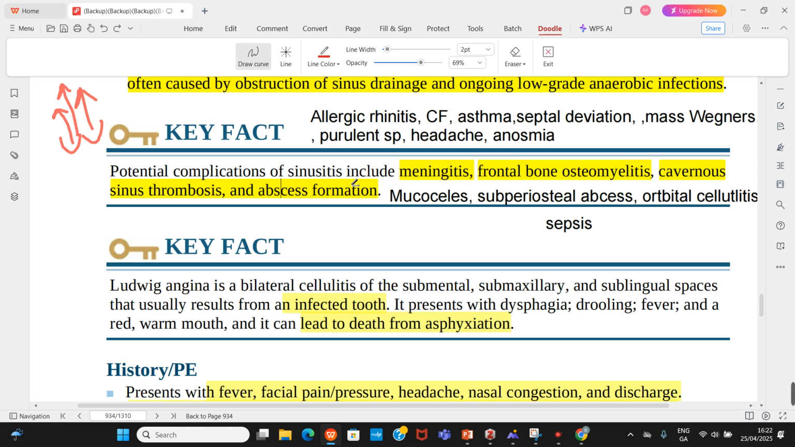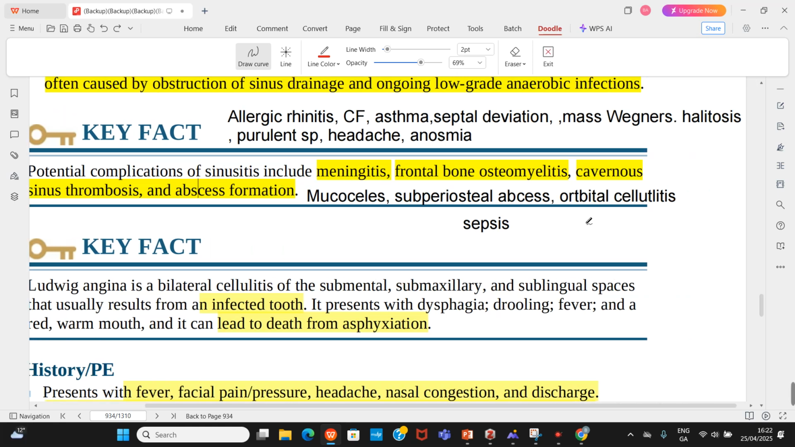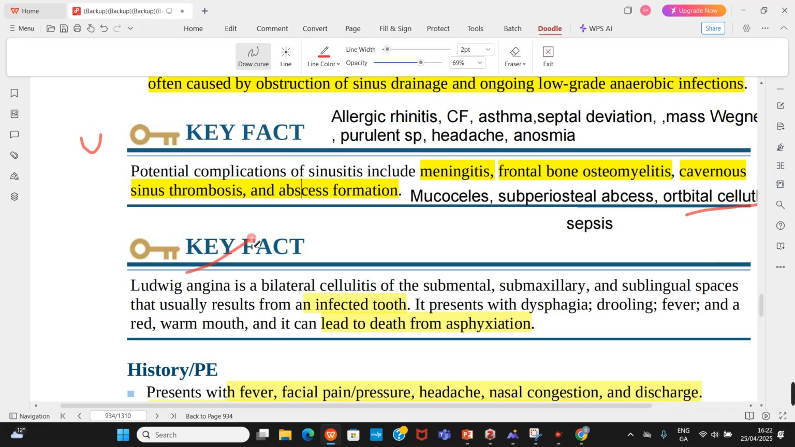So, watch out for the complication. It can also progress to orbital cellulitis. We know the way orbital cellulitis presents. We have talked about Ludwig angina now.